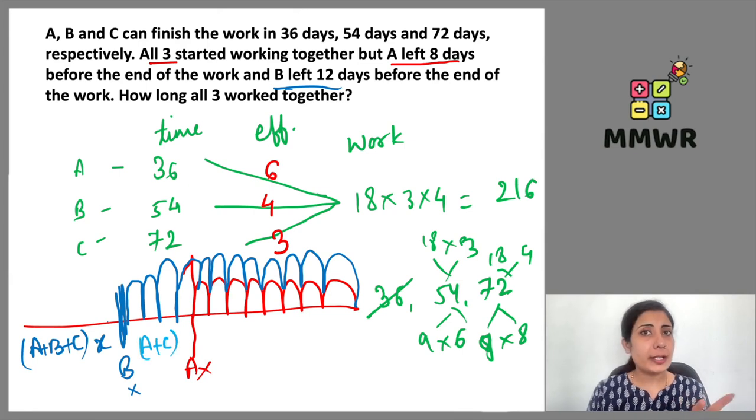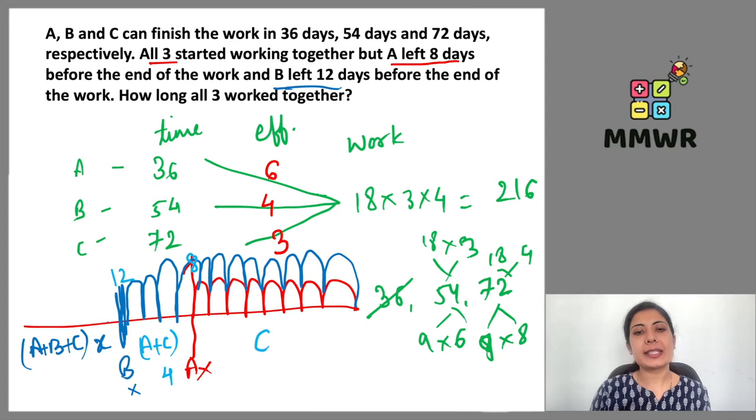For how long are they there together? For 4 days only, because this is 12, this is 8. So 12 and 8, it has a 4 days gap. So A and C are working together for 4 days. And then suddenly A also leaves the work. So only C is working till the end for those 8 days. So in these 8 days, only C is working to finish the remaining part of the 216 work.